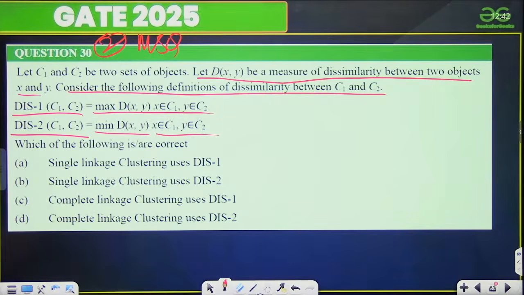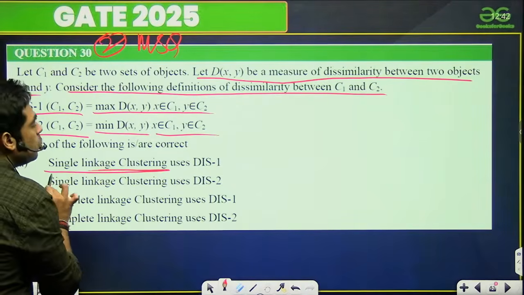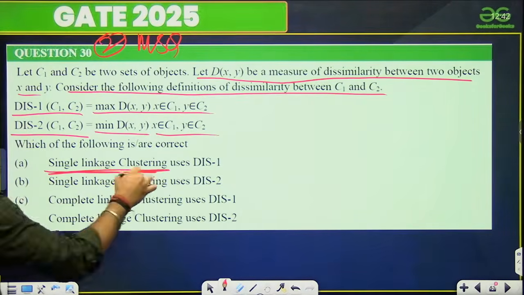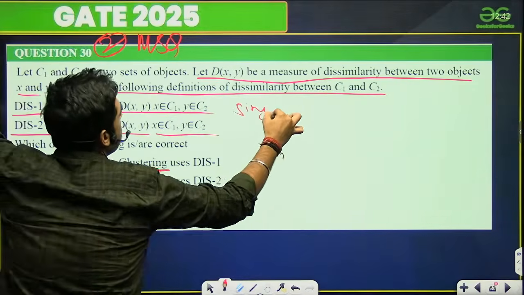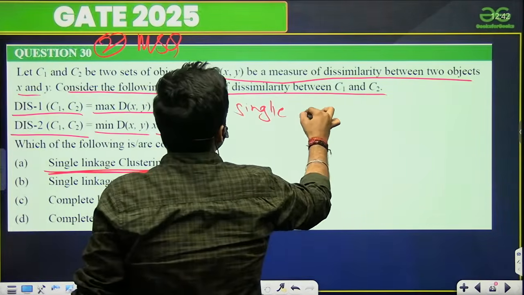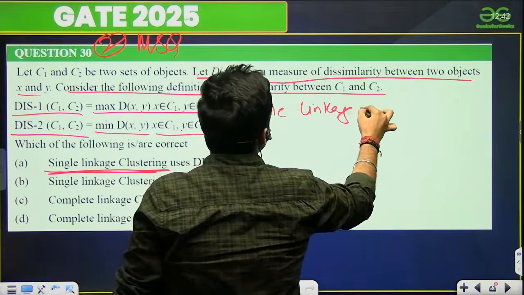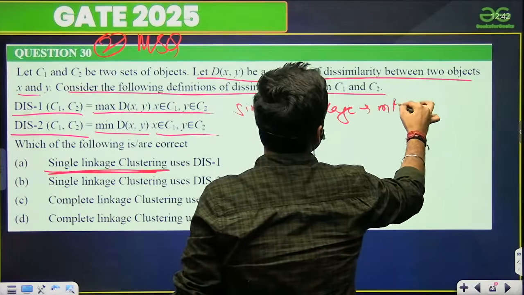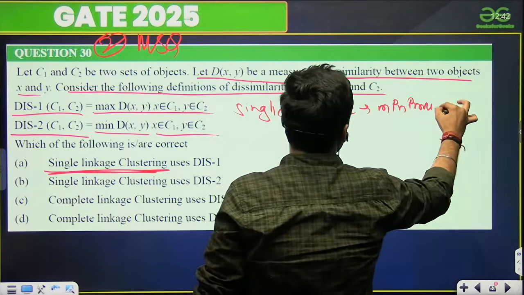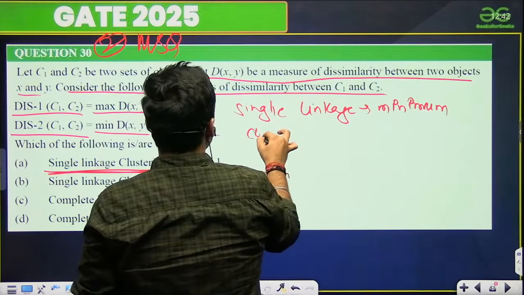Now what is he saying? He says which of the following are correct. Now tell me one thing, what does single linkage clustering use? It uses minimum distance. I hope you remember what single linkage clustering does. Single linkage uses minimum distance. And what does complete linkage do?